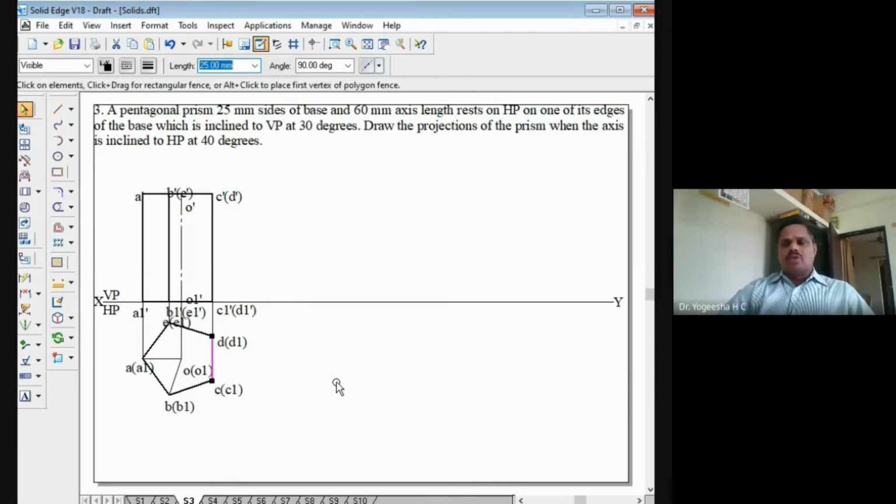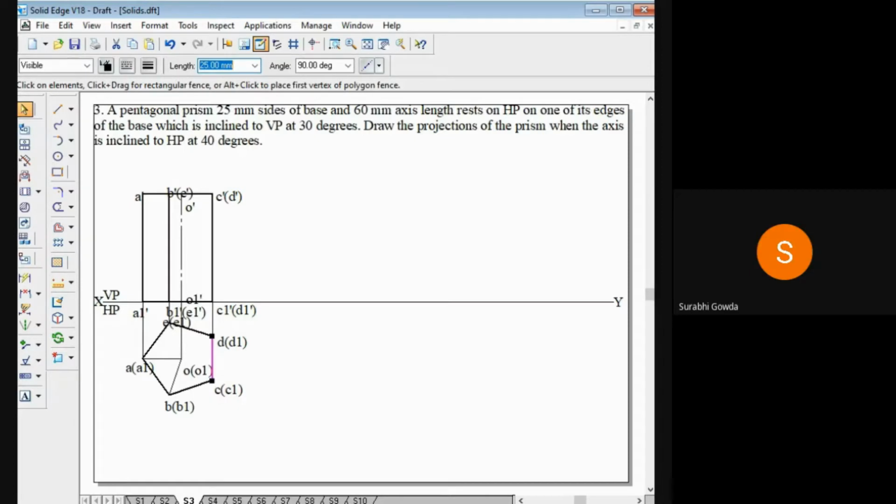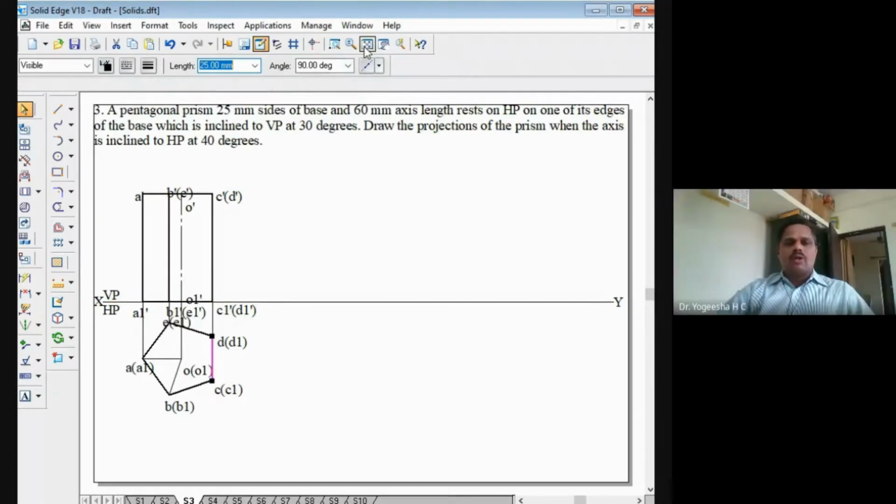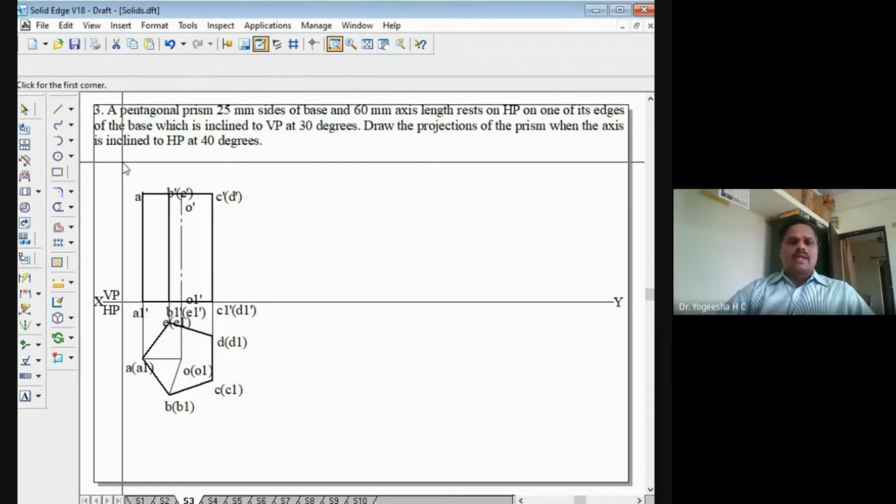In the second position, what we'll be doing is, all of you are seeing my screen, no? Whether the screen is visible? Yes, sir. Okay, right. So what we'll do is, we'll go for drawing the second position now.